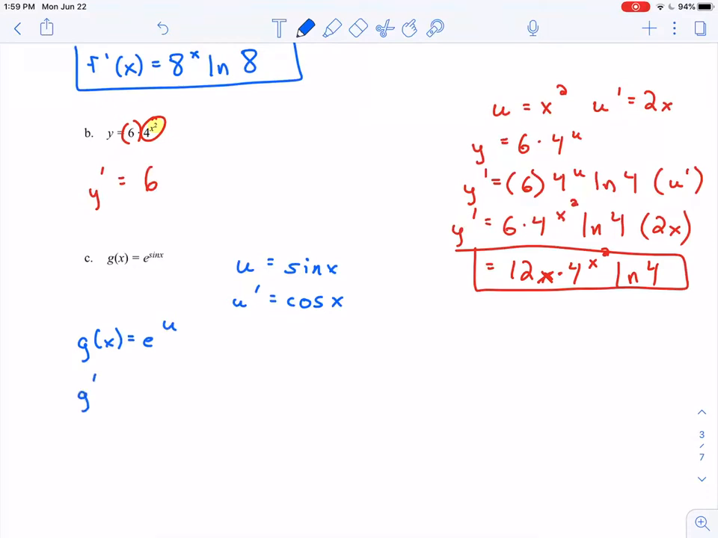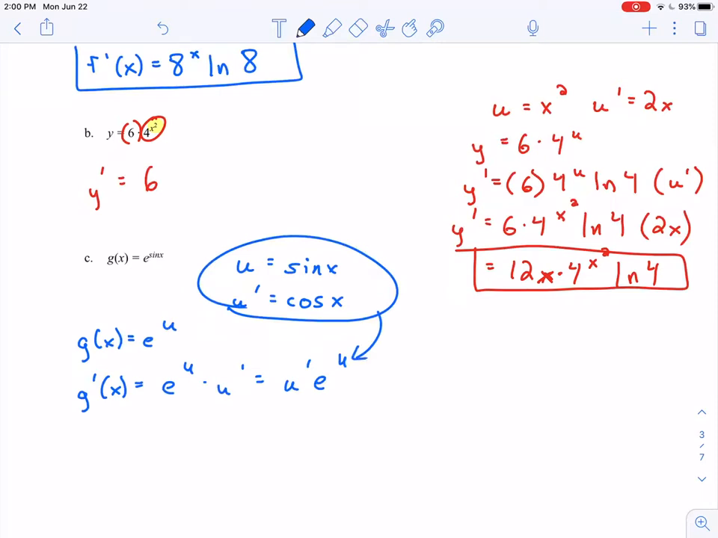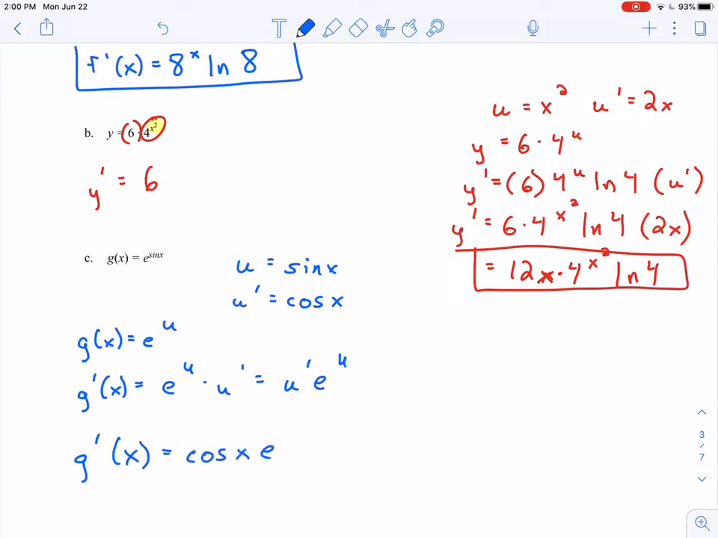When I take my derivative, g prime of x, I know that's e to the u, but I'm doing the chain rule, so I need to multiply by u prime every single time. And I said earlier, I don't really like writing it like that. I think it's a little bit harder to read. I would rather write that as u prime times e to the u. It doesn't really matter if you do. Then we'll take our u and our u prime and plug that back in. So g prime of x is equal to cosine of x times e to the sine of x power. There is our derivative.